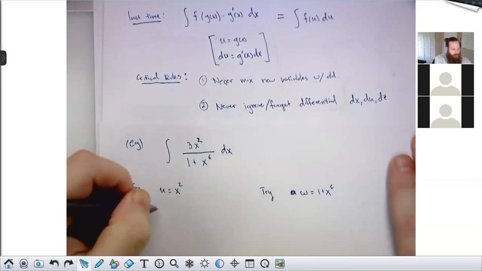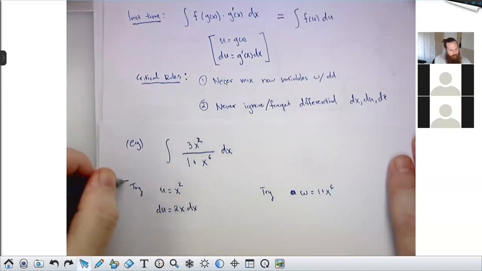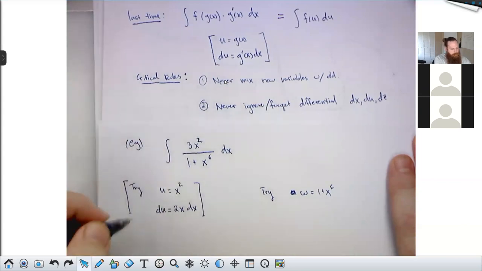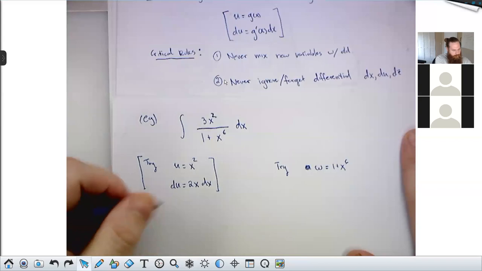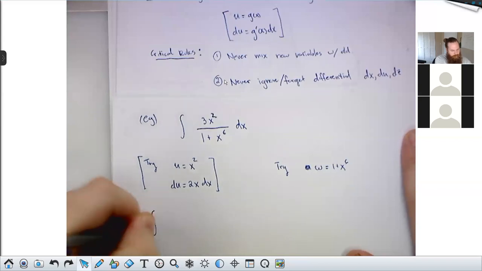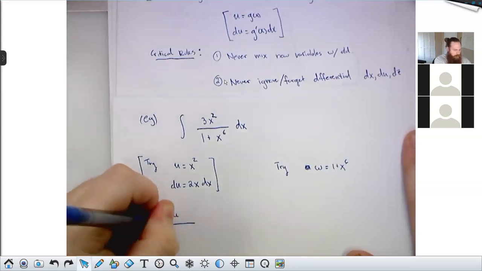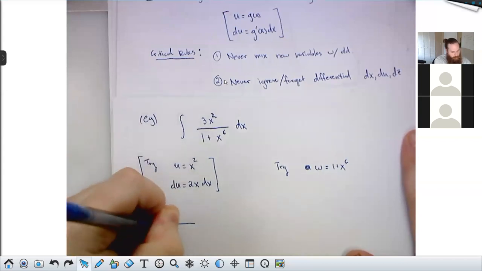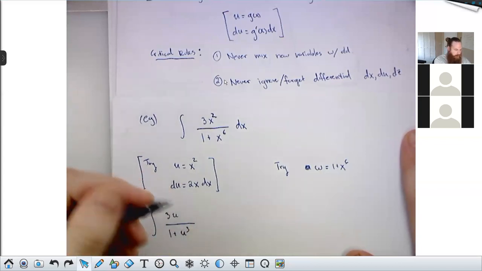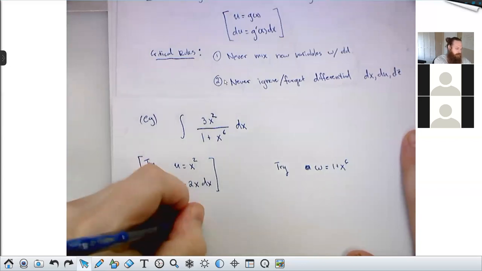If u is x squared, then du is 2x dx, right? So here I would get what? Where do I have things that I could write like this? Well, my 3x squared upstairs, that would become 3u. My 1 plus x to the 6 downstairs, x to the 6 is x squared cubed, so this would be 1 plus u cubed. But then what do I do with my differential? See, I still have a dx here.